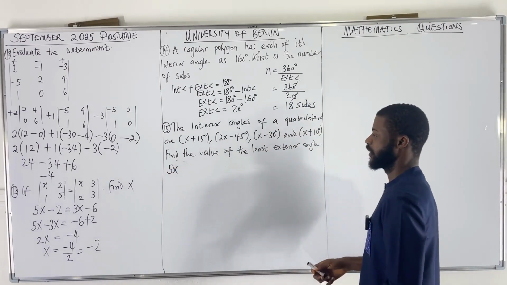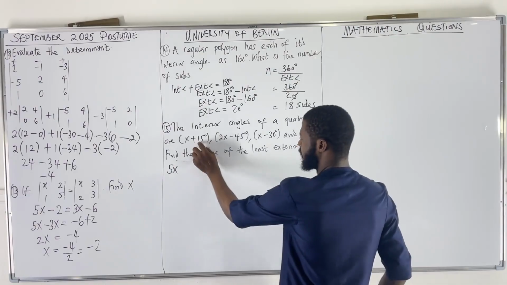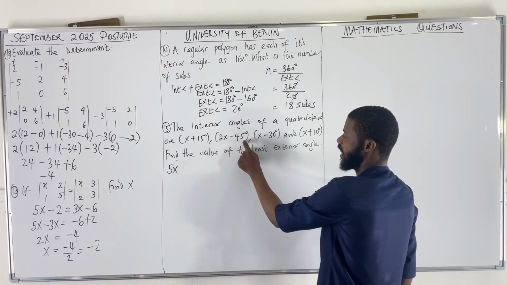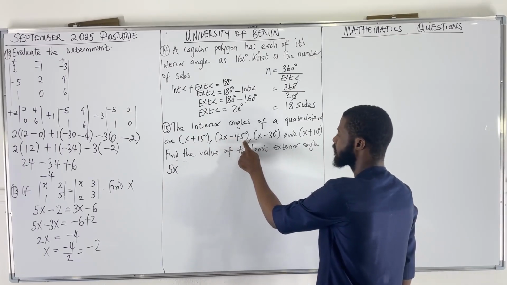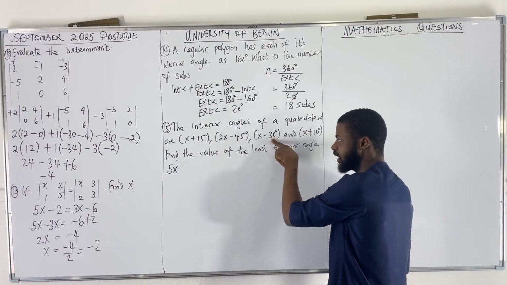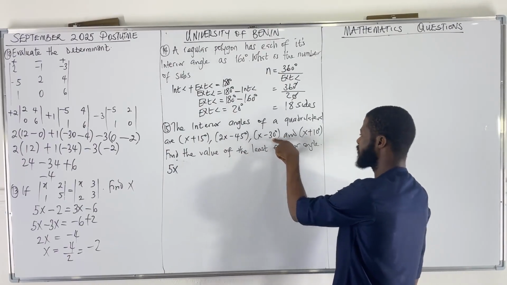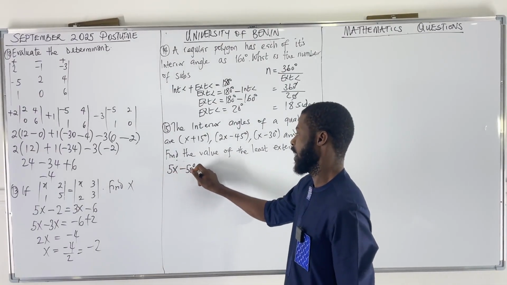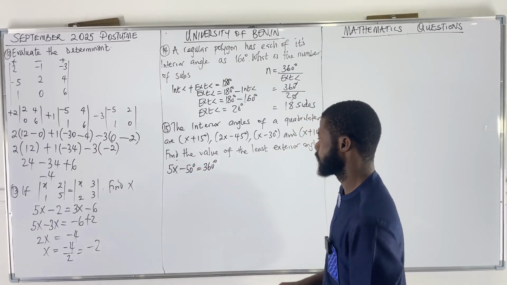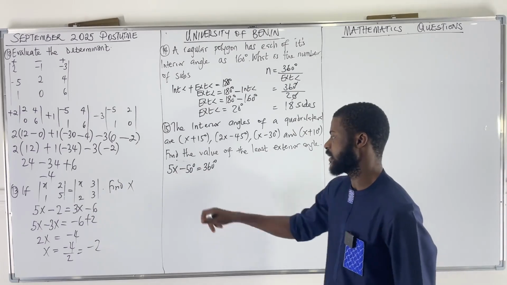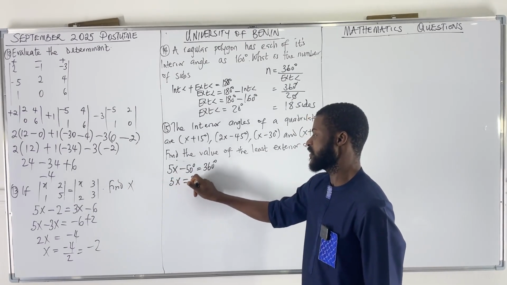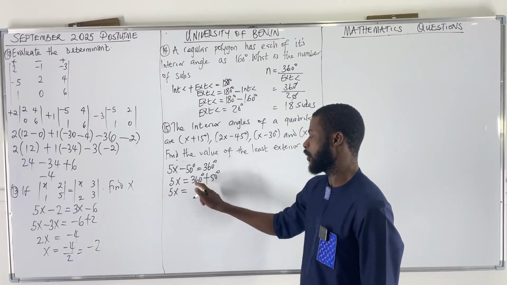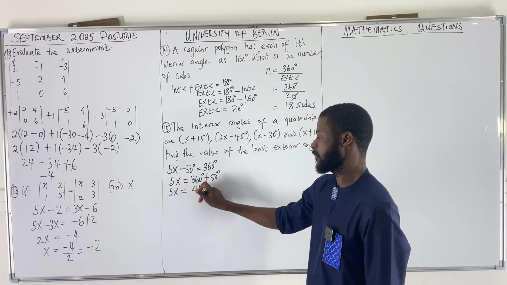Because sometimes you don't really need to be wasting your time. 15 minus 45 is minus 30. Minus 30 minus 30 again is minus 60. Minus 60 plus 10 is minus 50. And this is equal to 360 degrees, because the sum of everything here should give you 360 degrees. So this is 5x equal 360 degrees plus 50 degrees. So this is 5x equal 360 plus 50 is 410 degrees.